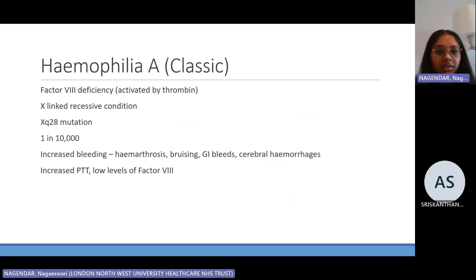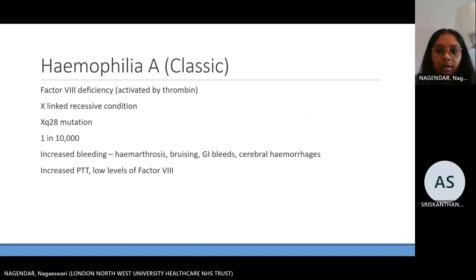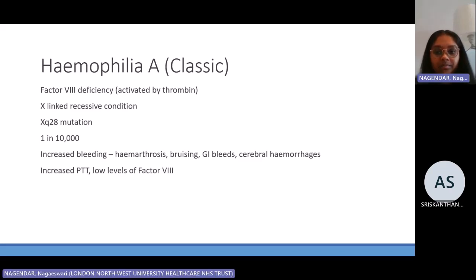Now this is a factor VIII deficiency. Factor VIII is activated by thrombin. It's what we call an X-linked recessive condition, and it can occur mostly in males and homozygous females. So that's if the father has haemophilia and the mother is a carrier or has haemophilia. It can occur in heterozygous females, and they will have X inactivation.